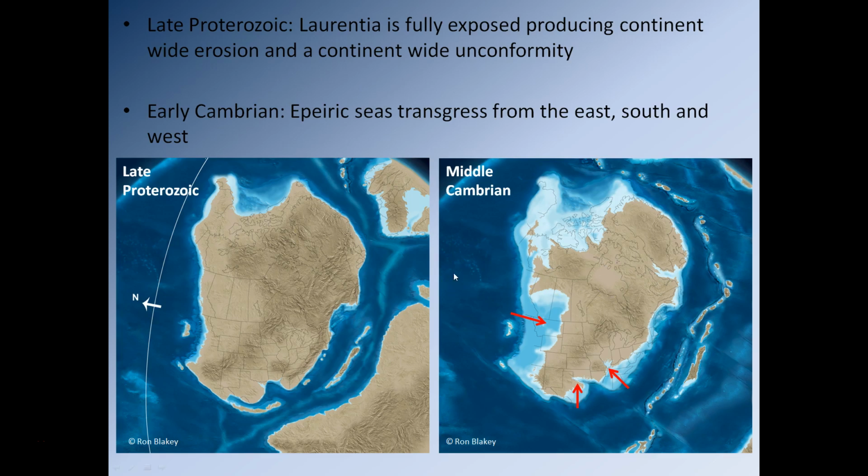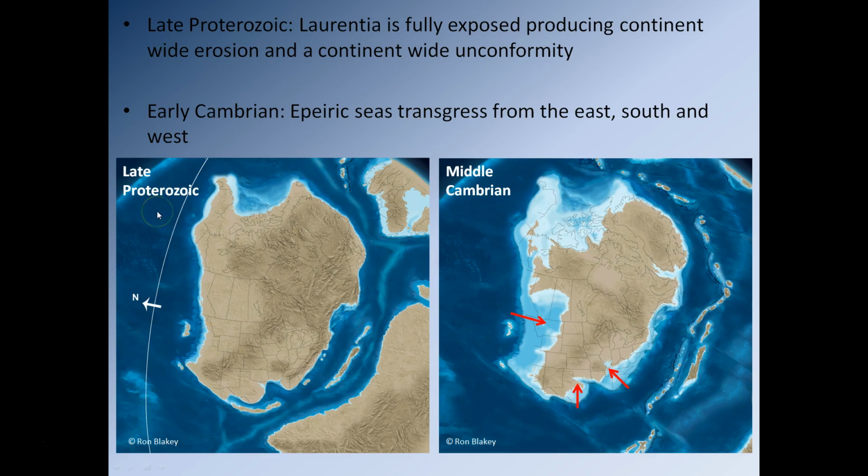So by the late Proterozoic, as this diagram shows, we have Laurentia fully exposed, producing a continental-wide erosion, which leads to a continent-wide unconformity. So we have what would be considered the modern-day west coast of Laurentia, and here's the east coast, and you can see it's exposed all the way from the west coast over to the east coast. You could have walked from one side to the other relatively easily.